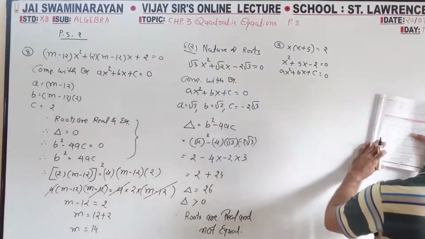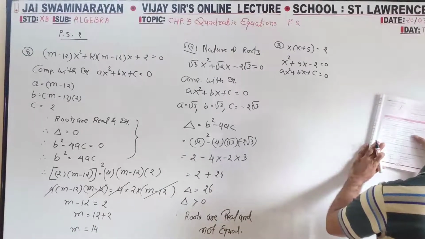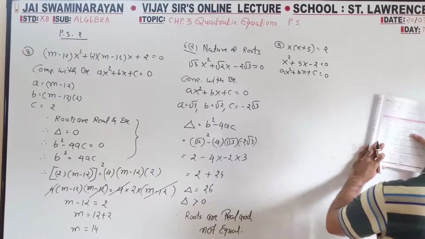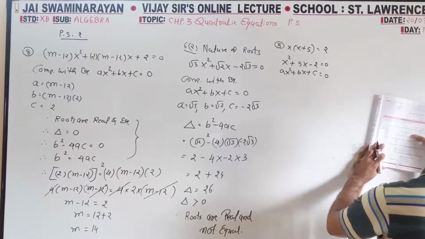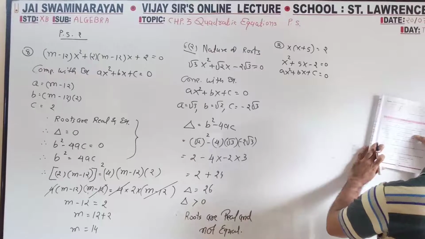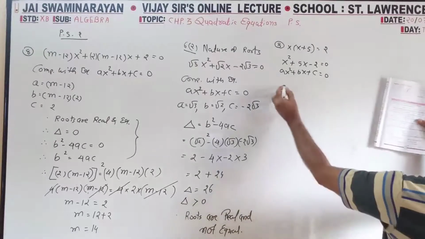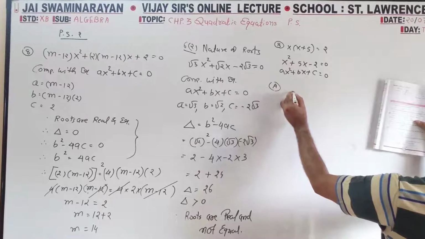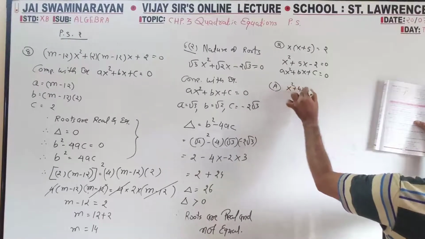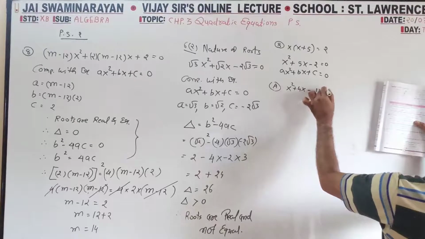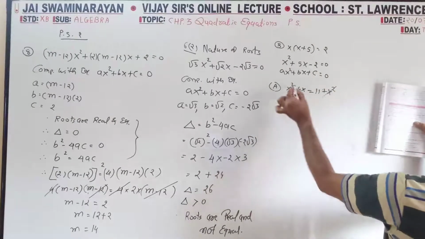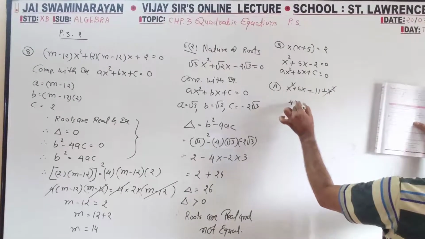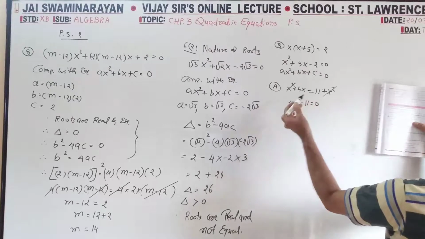This is which is not a quadratic equation. A is not a quadratic equation. Why? Because x square plus 4x is equal to 11 plus x square, cut. So 4x minus 11 is equal to 0. So no x square.